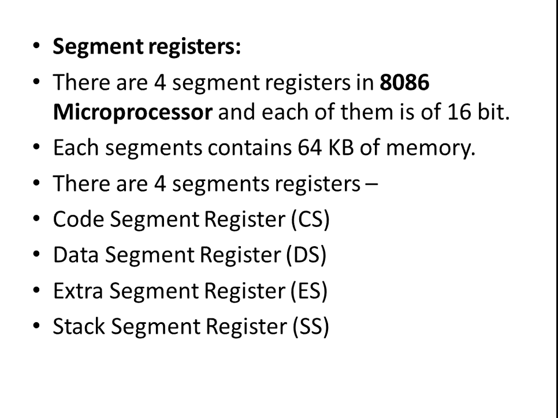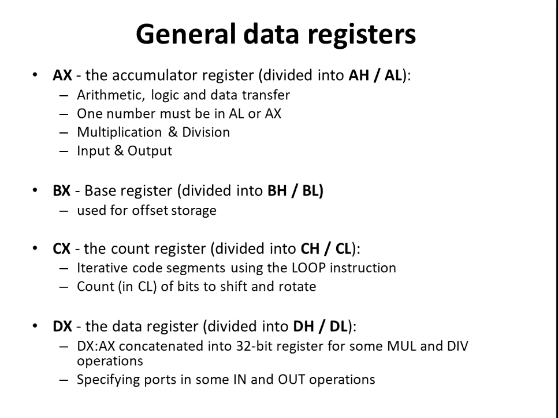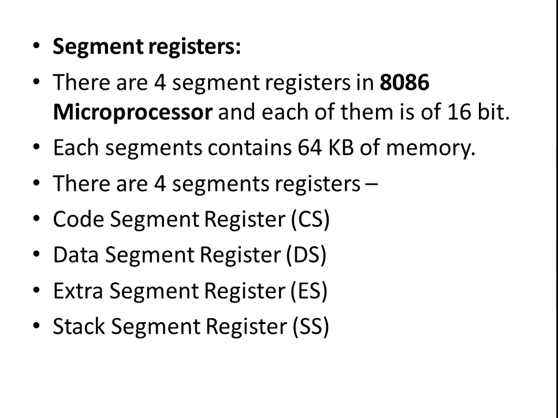Next are the segment registers. There are 4 segment registers, that is CS, SS, DS and ES: code segment register, data segment register, extra segment register and stack segment register.